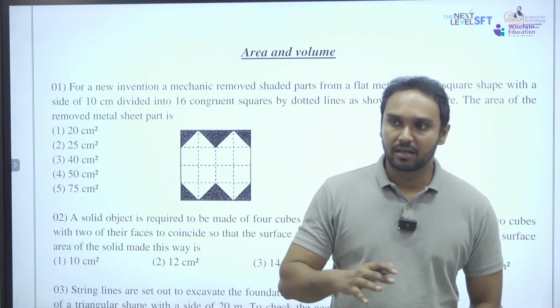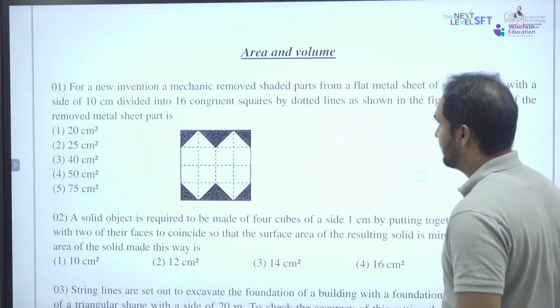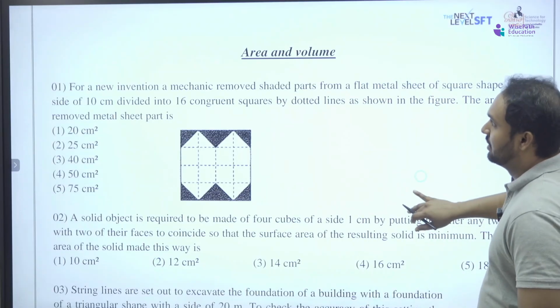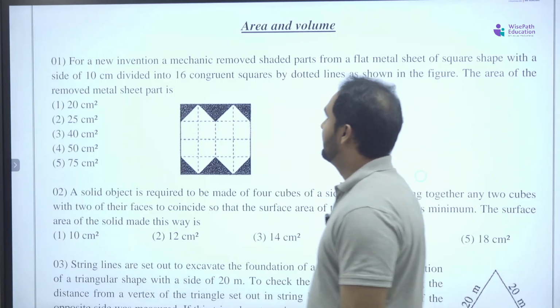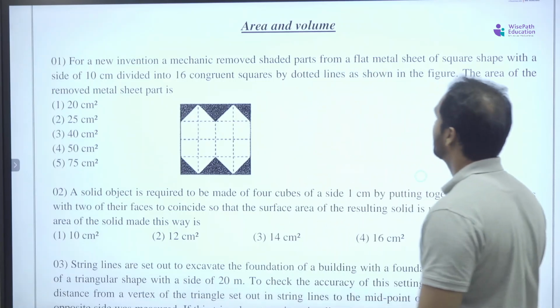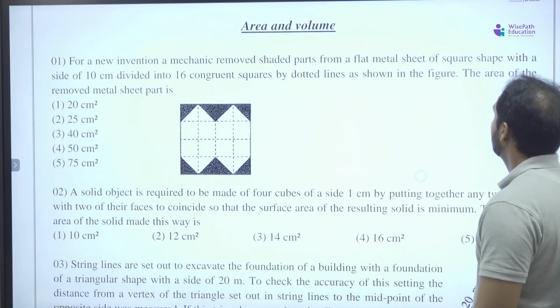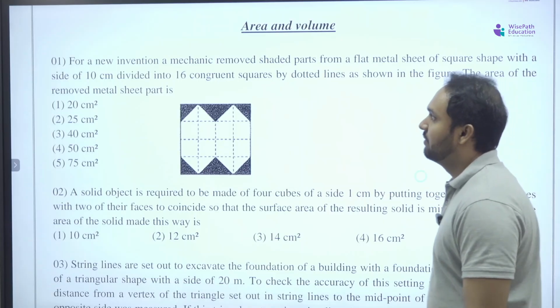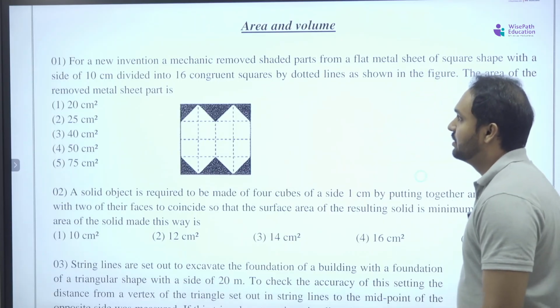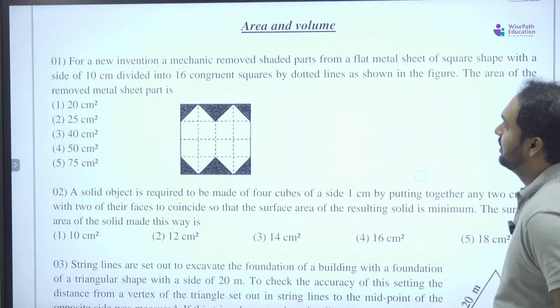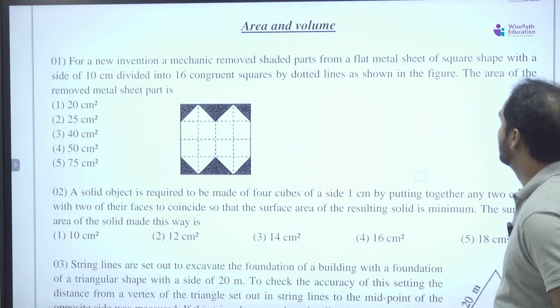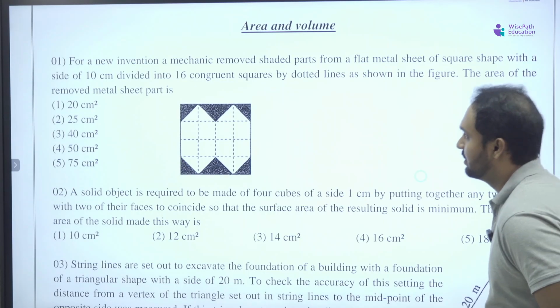Right. Then we will discuss the question bank. Starting from the first question. For a new invention, a mechanic removed a shaded part from a flat metal sheet of square shape with a side of 10 cm, divided into 16 congruent squares by dotted lines as shown in the figure. The area of the removed metal sheet part is.